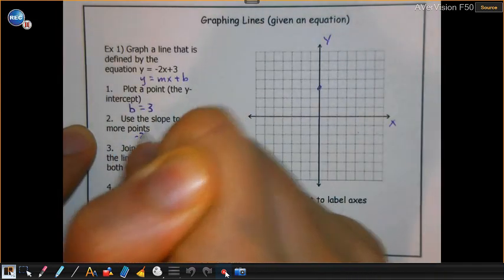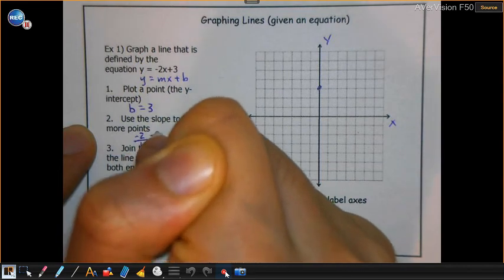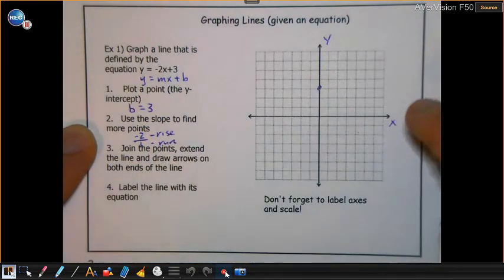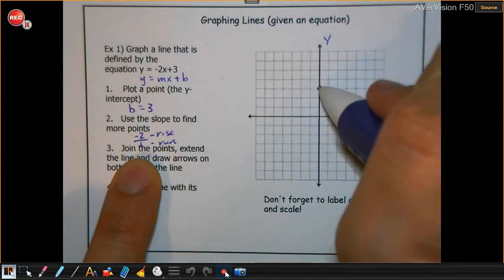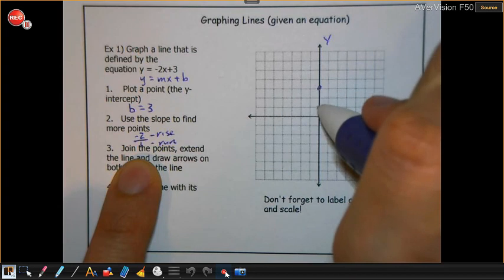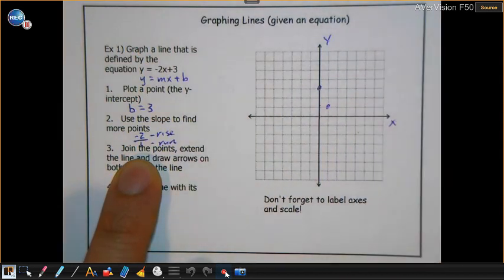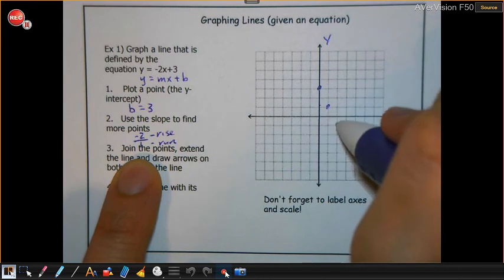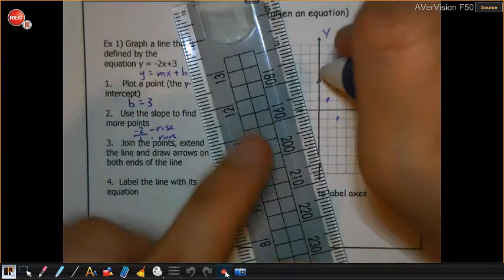If we want to interpret as rise over run, it will be negative 2 over 1. So your rise is negative 2. Your run is 1. And we're going to apply it to plot the other points. So this time from the y-intercept, rise is negative 2, down 2, run is 1, right 1. And then we're going to do this again. Down 2, right 1. You can plot more points, but you need at least 3.